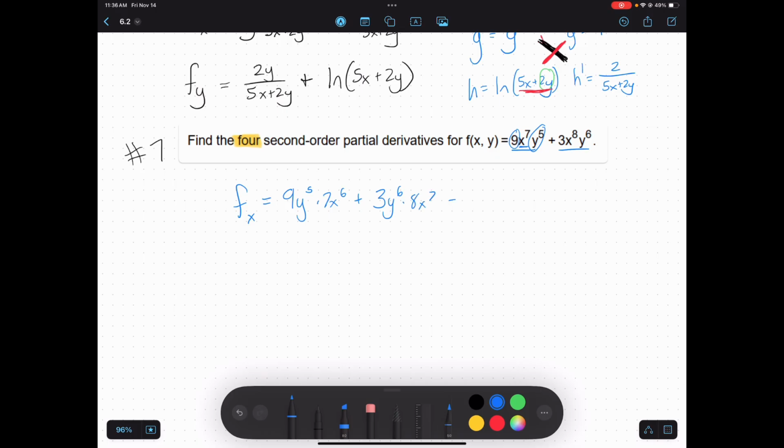Well, let me clean this up just a little bit. And there's my partial derivative in terms of x. Okay, let's do this again, but for my partial derivative in terms of y.